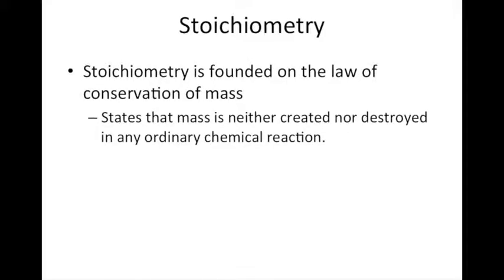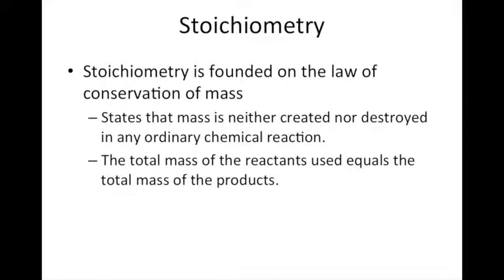Stoichiometry is founded in the law of conservation of mass, which of course states that in a chemical reaction, mass can neither be created nor destroyed. So this allows us to know that the total mass of the reactants that are used in a chemical reaction must equal the total mass of all the products that are produced, since mass can neither be created nor destroyed.